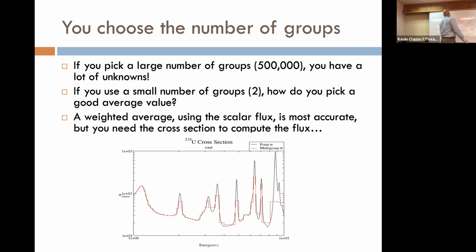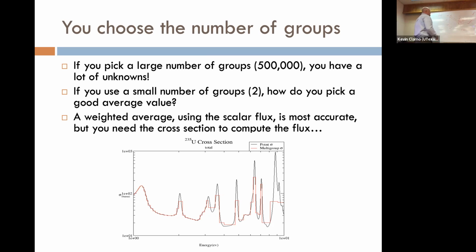And so my number of groups could range from 1, but if I have one group, how do I pick a good average value for that group? Or maybe I have 500,000 groups. But if I have 500,000 groups, then the problem I was trying to solve that had a huge number of spatial cells and a huge number of directions to travel now also has a huge number of energy groups that are all a coupled, integrated set of equations.